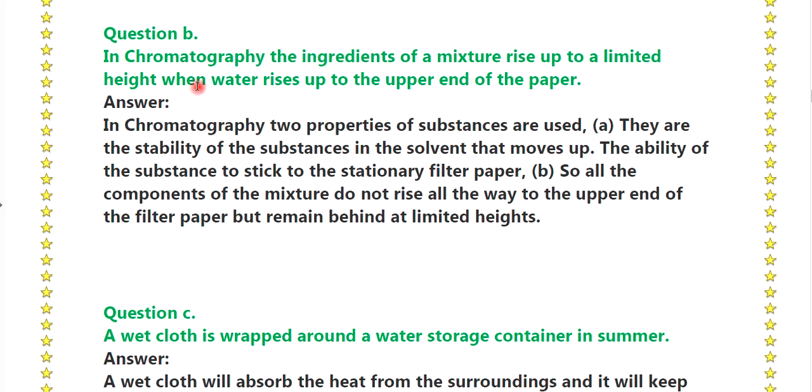Question number B. In chromatography, the ingredients of a mixture rise up to a limited height when water rises up to the upper end of the paper. Answer: in chromatography, two properties of substances are used. A. The solubility of substances in the solvent that moves up, and the ability of the substances to stick to the stationary filter paper. B. So all the components of the mixture do not rise all the way to the upper end of the filter paper but remain behind at limited heights.